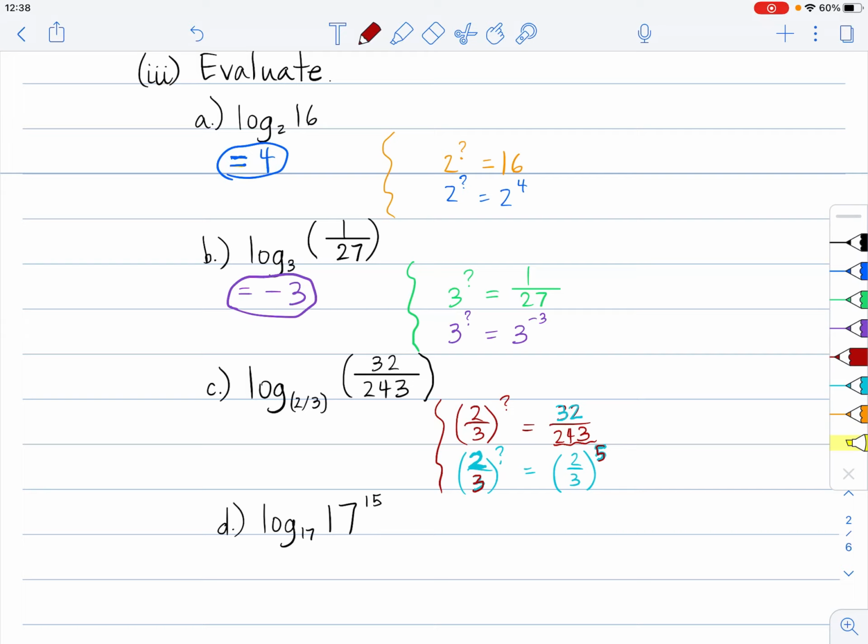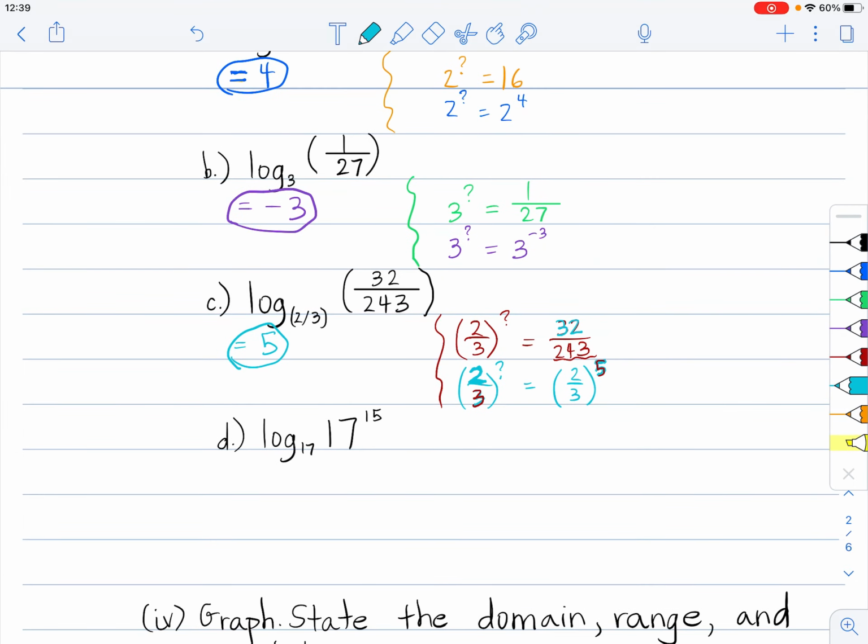If you want to double check that for yourself, 3 to the 5th power, according to your calculator, should equal 243. That's what my calculator says. So what is log base 2/3 of 32 over 243? It equals 5.